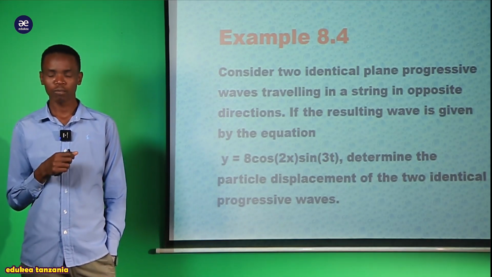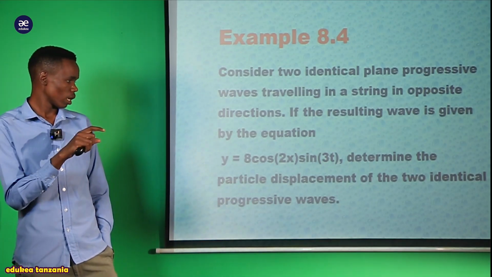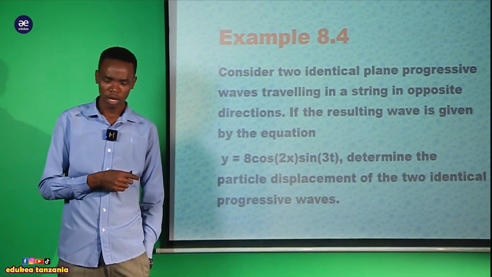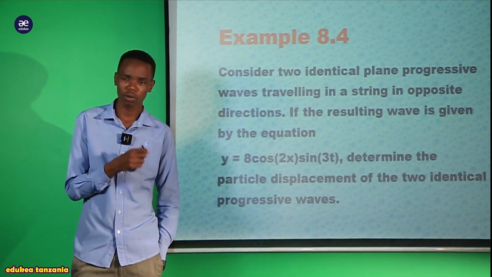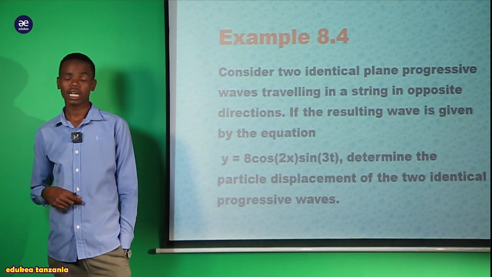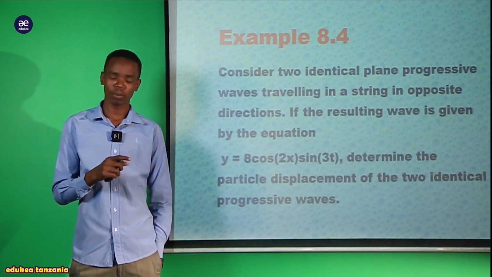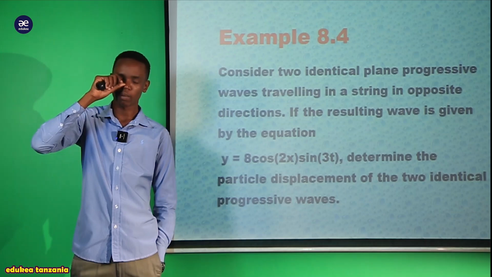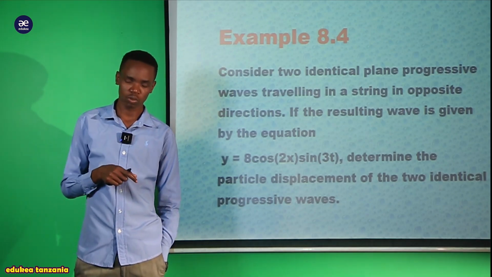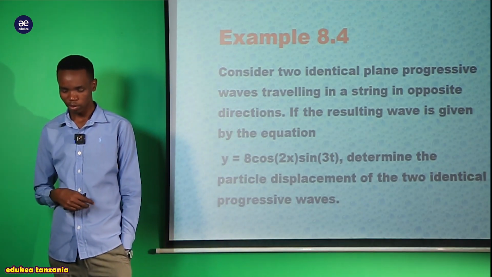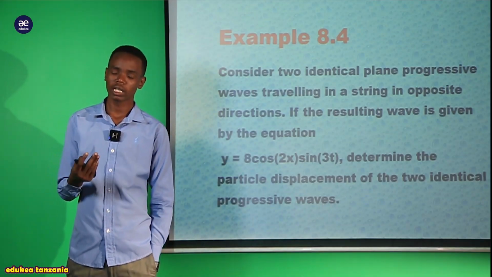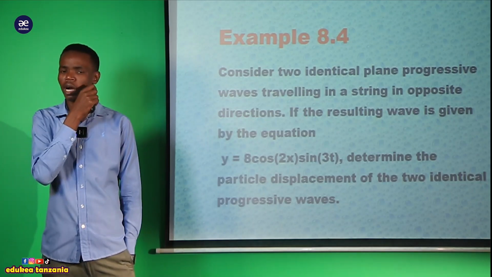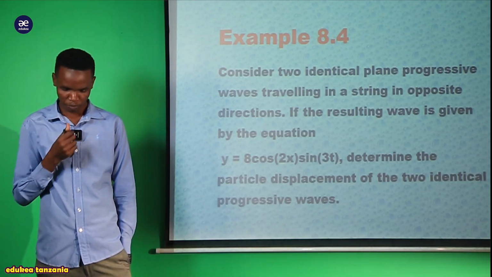He wants us to identify the particle displacement of those two identical progressive waves, meaning we have two identical waves. These two identical waves try to move in a string, but in opposite directions: one moves downwards, the other moves upwards, as we have been told there, my lovely student. But with the equation we have been given, we were asked how we can identify the two equations of the identical displacement.